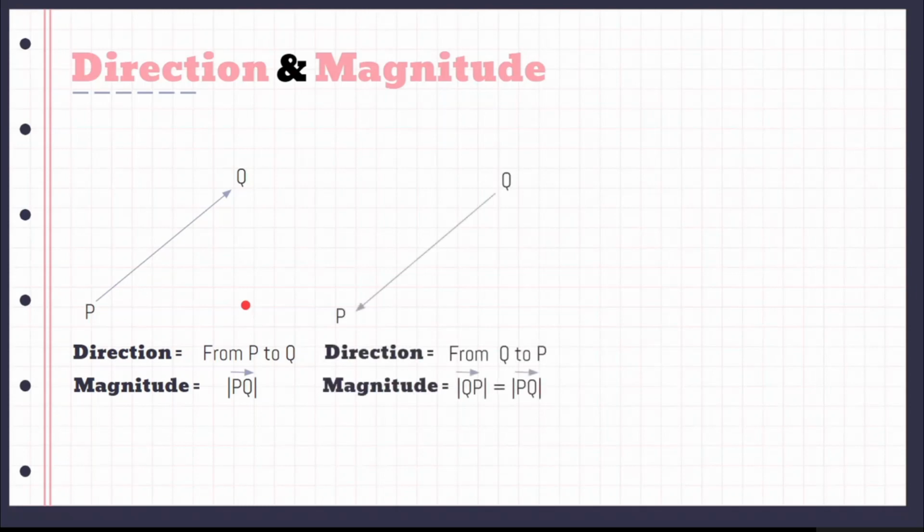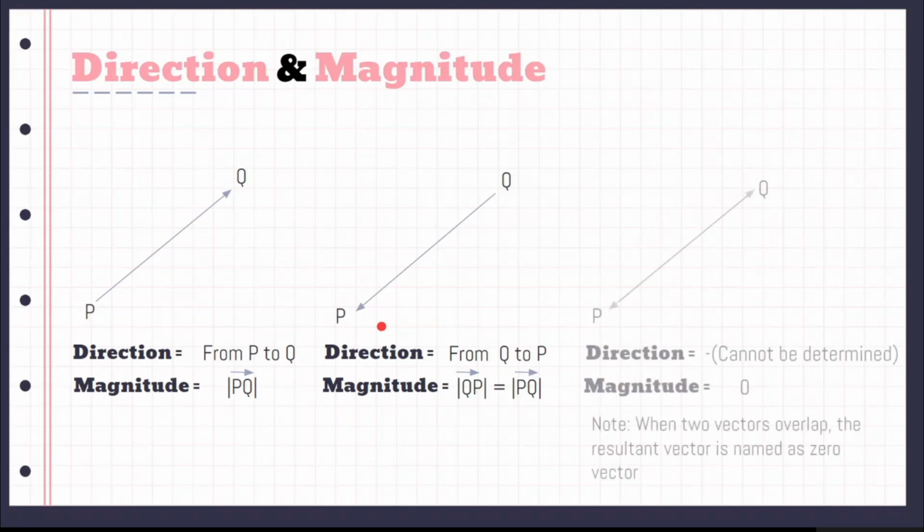In the second scenario, the arrow is from Q to P. Hence, the direction is from Q to P and its magnitude can be calculated by using the absolute value of QP. Note that the absolute value of QP is equal to the absolute value of PQ. In the third scenario, the first and second arrows now overlap each other. Hence, it is called the zero vector. The direction of it cannot be determined and it has zero magnitude.